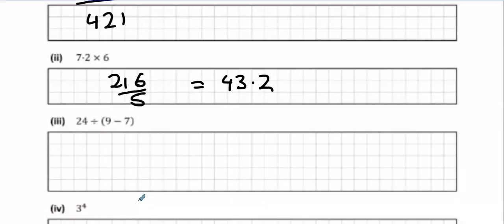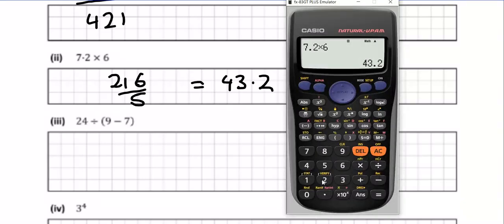And all you have to do is write down the answer here, okay? So you go 24 divided by open bracket 9, take away 7. And the answer is 12.